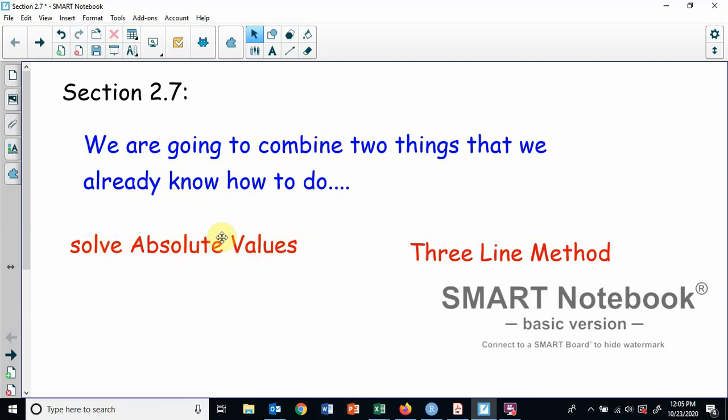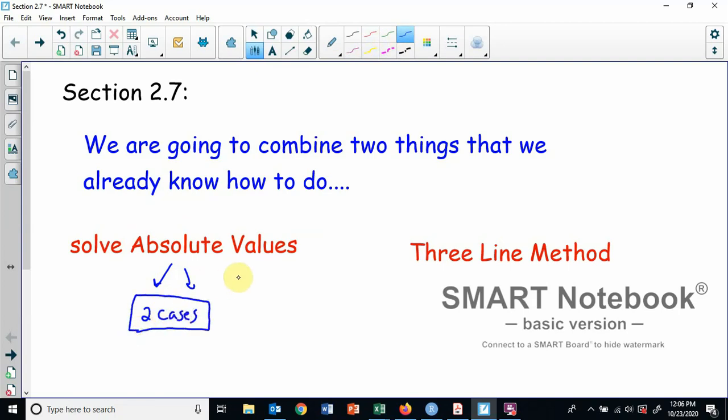Remember, the one big key thing here is when we're looking at absolute values, we always have to break it into the two possible cases. So when we're solving an absolute value, we'll get two solutions, right? And with those two solutions, we'll end up doing the three-line method since we know how to handle two inequalities at the same time. So this is pretty interesting. It's a nice next step in using what we know to put two things together.